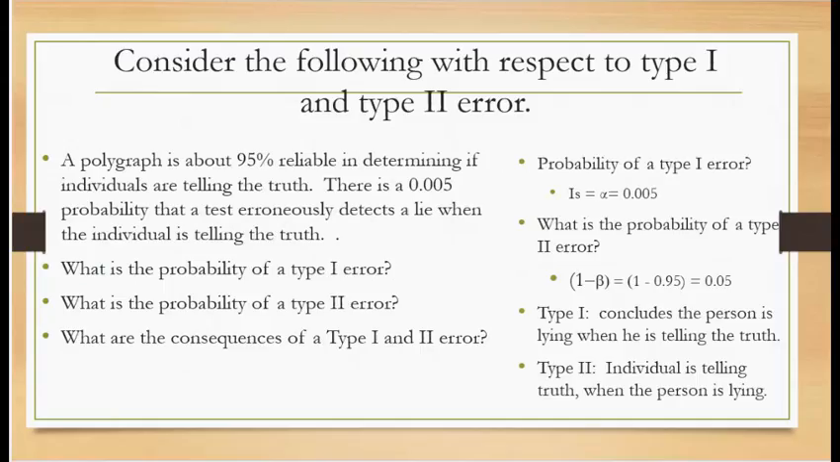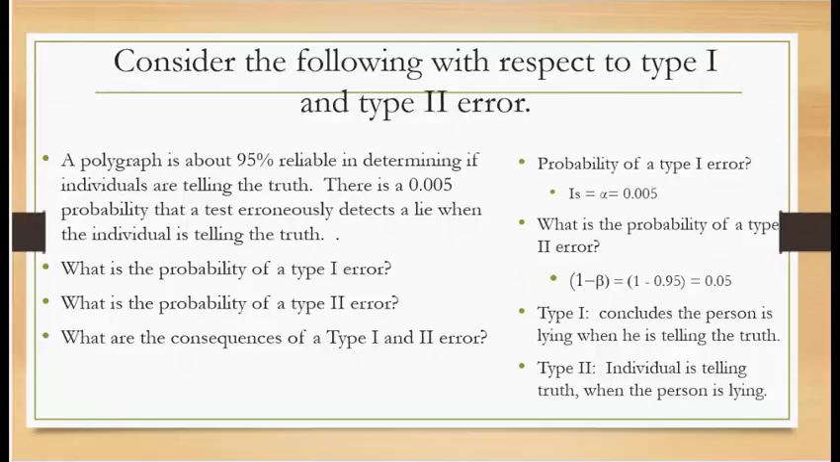So here's an example that uses the type 1 and type 2 errors. We know that a polygraph is about 95% reliable in determining if individuals tell the truth. Thus, there's a 0.005% probability that a test erroneously detects a lie when the individual is telling the truth. So what is the probability of a type 1 error?